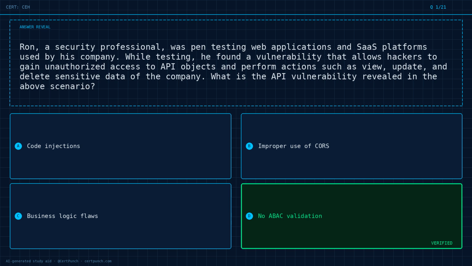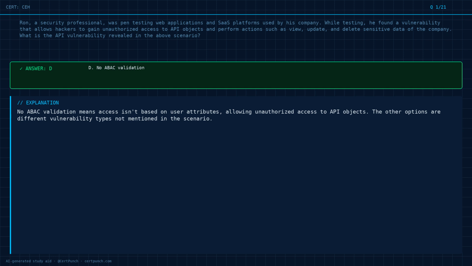The answer is option D. Exam logic. No ABAC validation means access isn't based on user attributes, allowing unauthorized access to API objects. The other options are different vulnerability types not mentioned in the scenario.